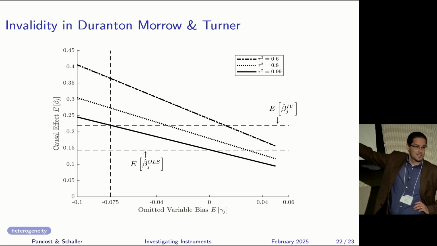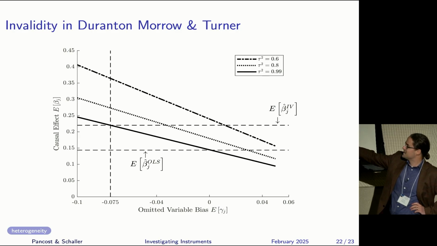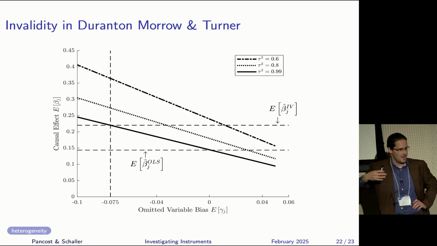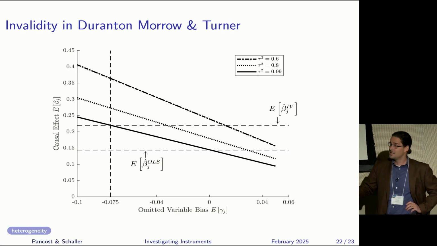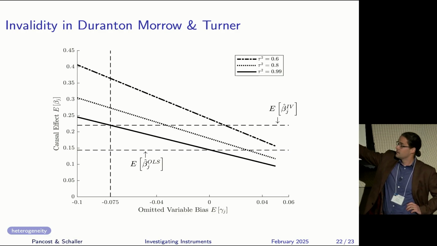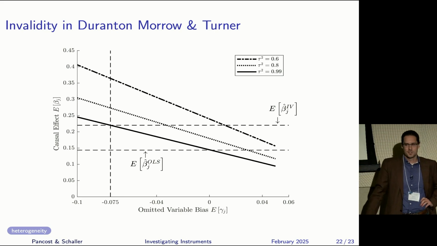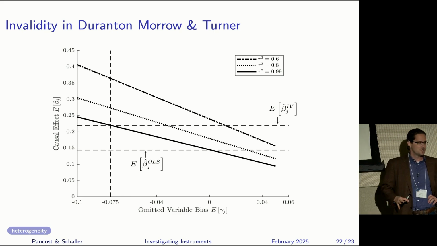Because tau squared is close to 1, if the omitted variable bias is 0, then the OLS is, on average, unbiased. That means if you think the omitted variable bias had better be positive, we're down here. And again, the OLS is closer to the truth than the IV. You're better off not using the instrument at all.